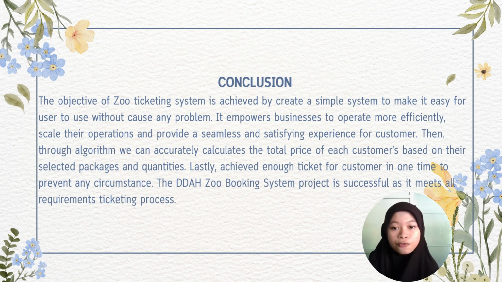So the last one is the conclusion. The objective of the Zoo ticketing system is achieved by creating a simple system that is easy for users to use without causing any problems. It empowers businesses to operate more efficiently, scale their operation, and provide a seamless and satisfying experience for customers. Through the algorithm, we can accurately calculate the total price of each customer based on their selected packages and quantities. Lastly, it achieves enough tickets for customers at one time to prevent any circumstances.